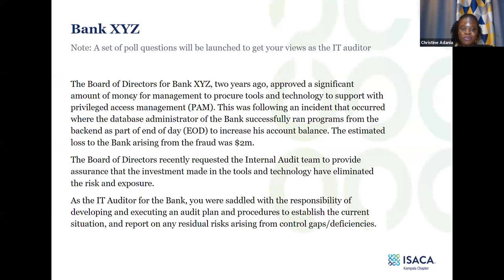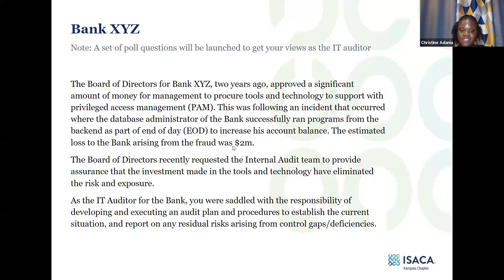So the board of directors for Bank XYZ 2 years ago approved a significant amount of money for management to procure tools and technology to support privileged access management. This was following an incident where the database administrator of the bank successfully ran programs from the back end at the end of the day to increase his account balance. The example of what I mentioned. The estimated loss to the bank arising from the fraud was $2 million.